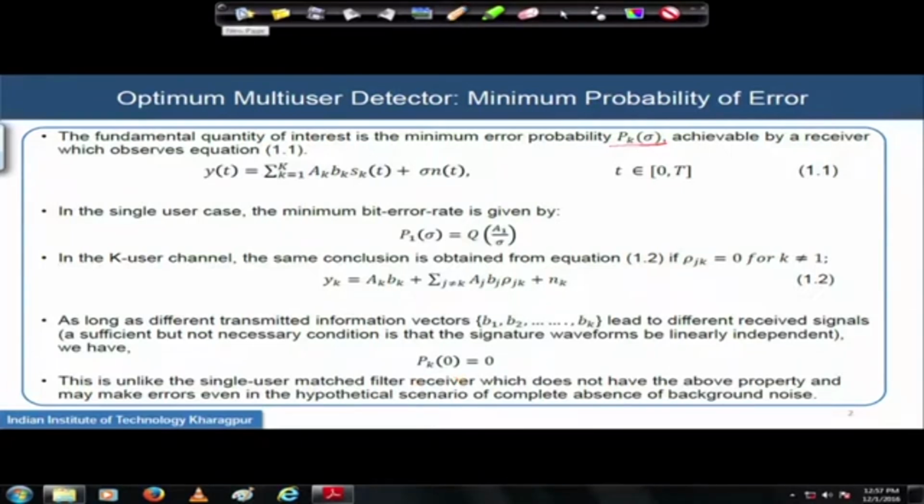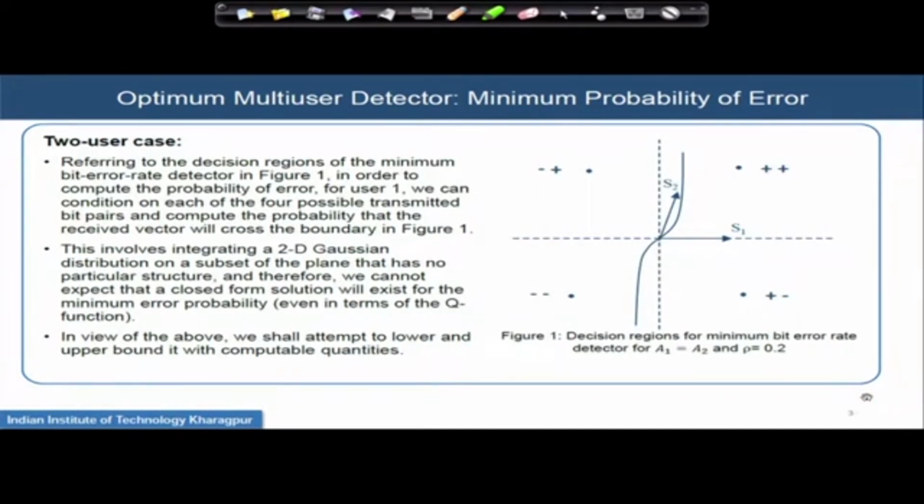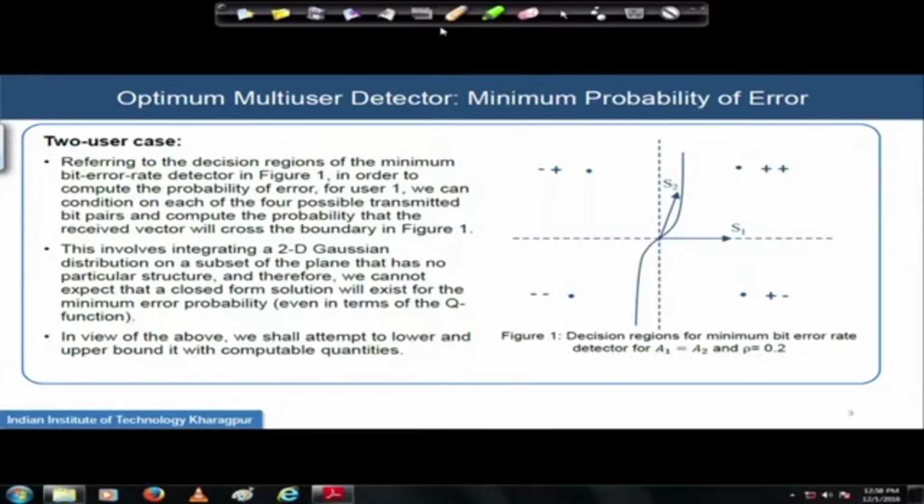So, the single user matched filter output can never ensure that you will get P_k(0) equal to 0 when the noise variance is completely 0. For the computation of the error probability, we will start with a 2 user case, because it is easy to track and easy to understand, and in future it can also be extended to K users. We will refer again to this diagram that we have seen in the earlier discussion.